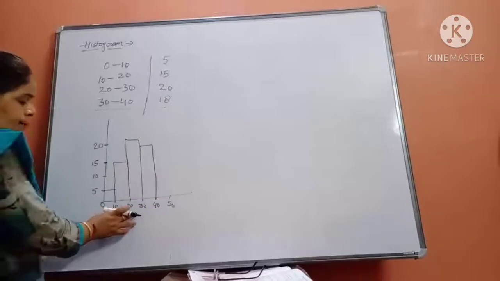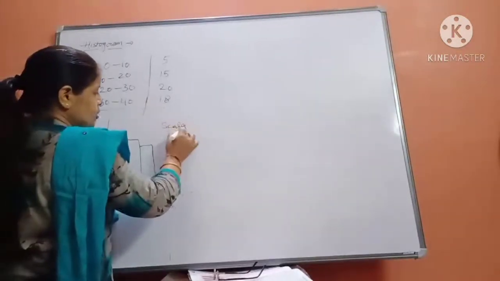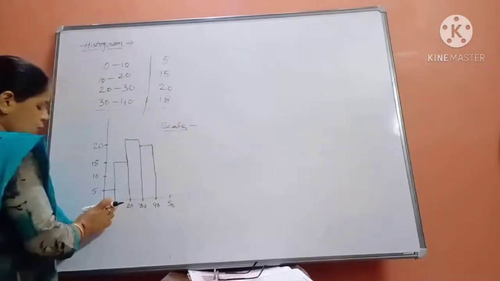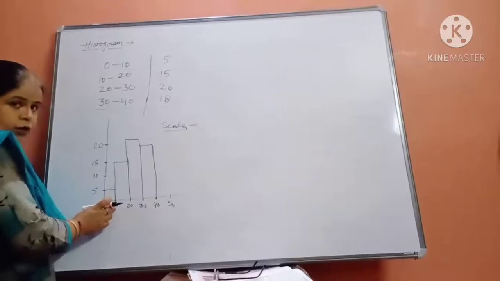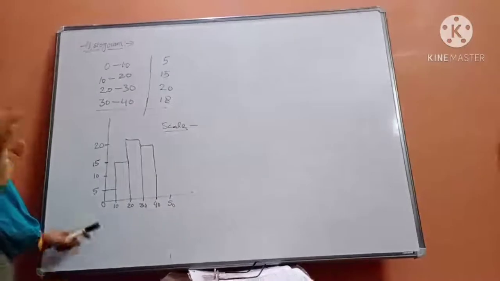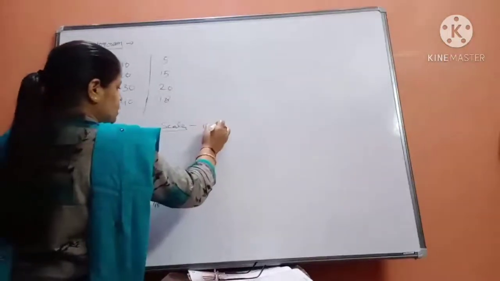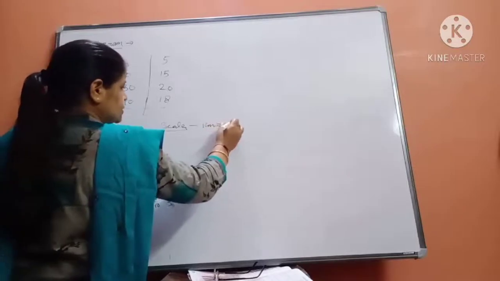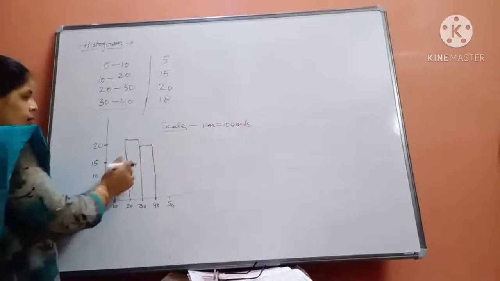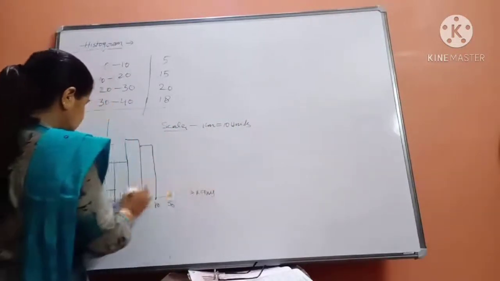But here you have to select the scale for that. So you will always write the scale here. Scale is equal to, suppose you are selecting 1 centimeter is equal to... it depends on your choice how you select the scale. If 0 to 10, suppose I have selected 1 centimeter is equal to 10 units. And this is your x-axis and this is your y-axis.